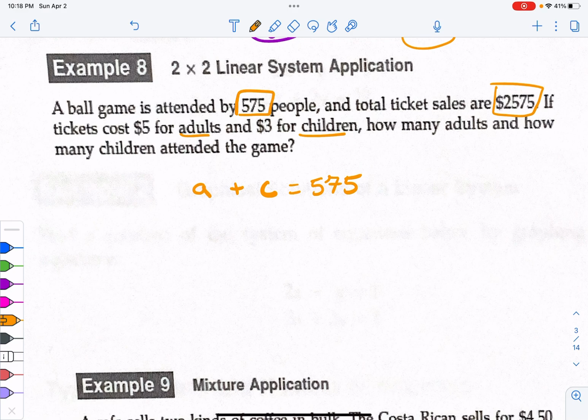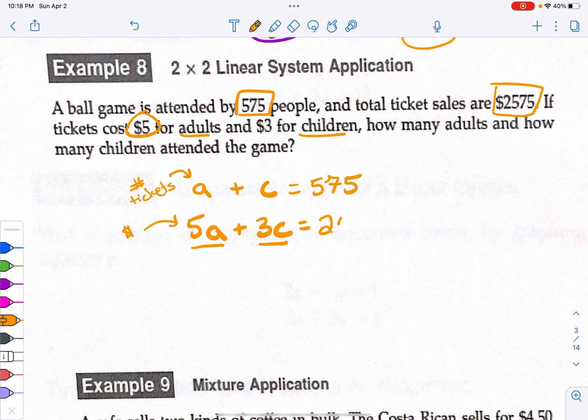Okay, now for the amount of money, I take the number of adult tickets and I multiply that by 5 because that's how much they are worth. And then I take the number of children tickets and I multiply that by 3 because that's how much those are worth. And the total worth of those two added together has to be 25.75. Okay, and those are my two equations that I'm going to use, and then I just have to solve.